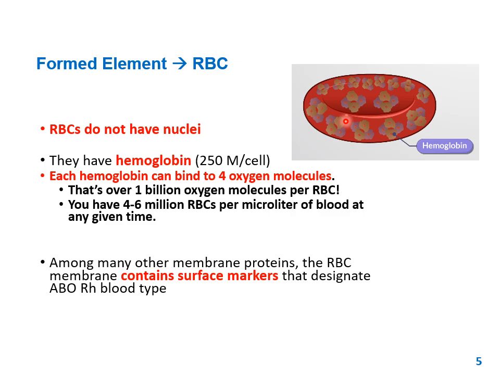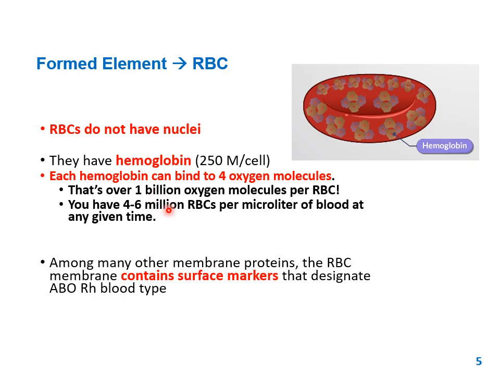Each heme can carry 2 molecules of oxygen. So you multiply that by 4, and then you multiply that by 250 million. How many molecules of oxygen can you carry? A lot, 1 billion per cell. So this is a lot of oxygen moving around. Here we go, 1 billion oxygen molecules per cell.